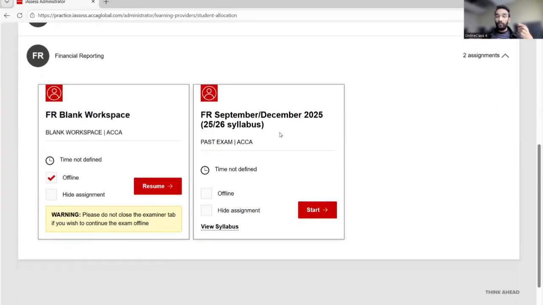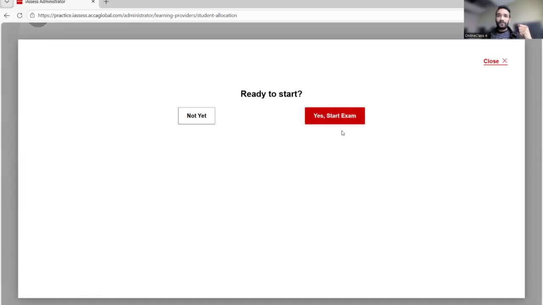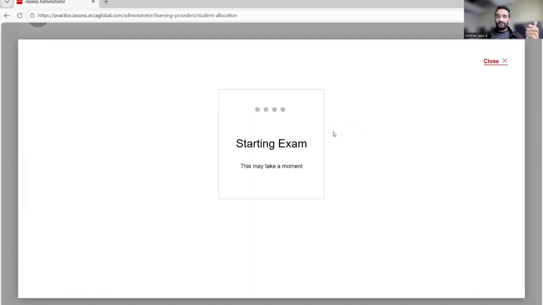Before you start, make sure that you save it offline. It will help you. Let's say if you are having an internet issue, it will still run if you have saved it offline. So let's start. Now we are ready to start.